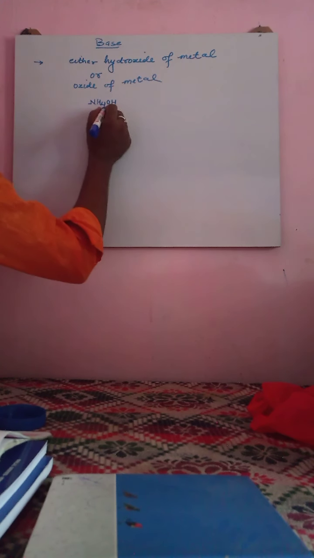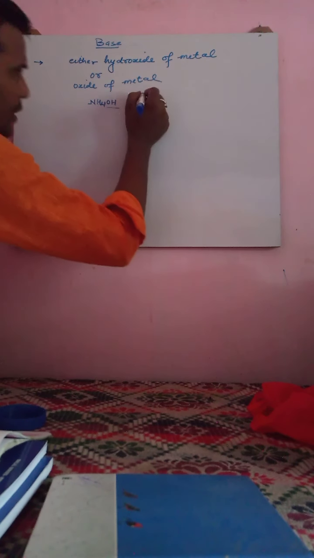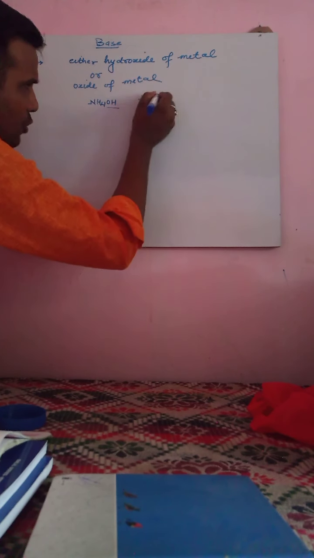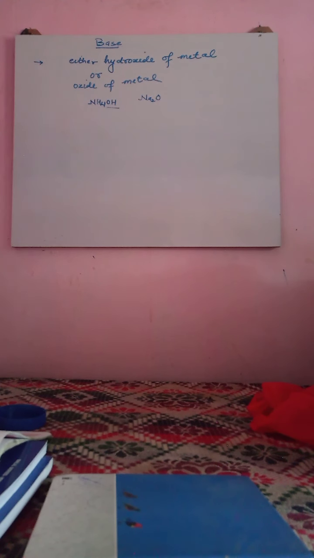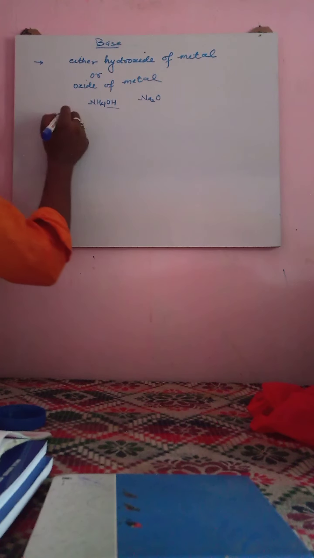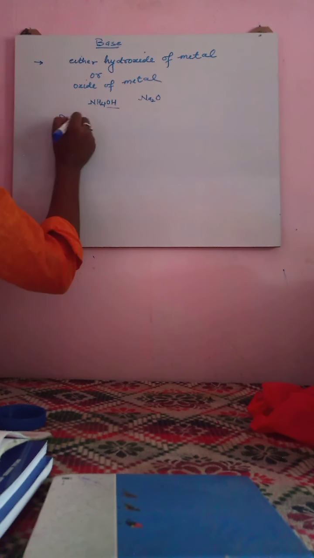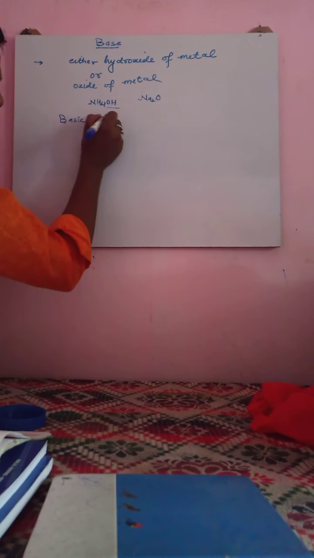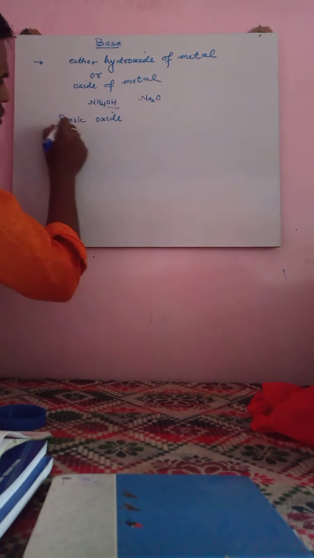As I have given the example of ammonium hydroxide, it is containing hydroxyl radical, that's why it is a base. Sodium oxide, Na2O, containing oxide radical, is a base, right? So let's see what are basic oxide and hydroxide.